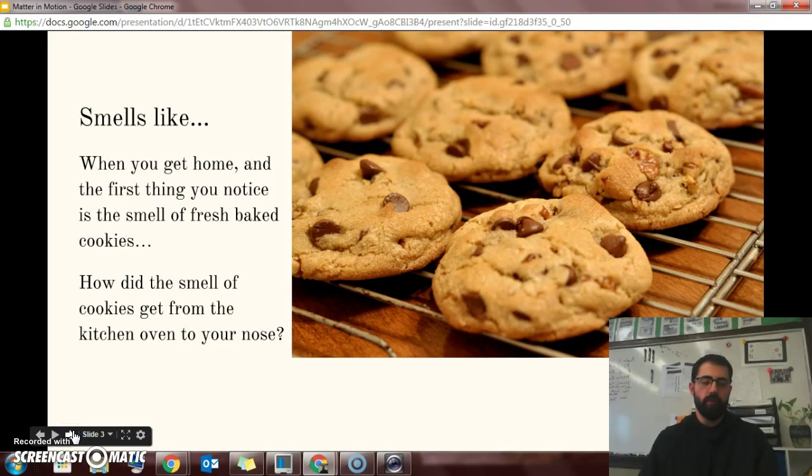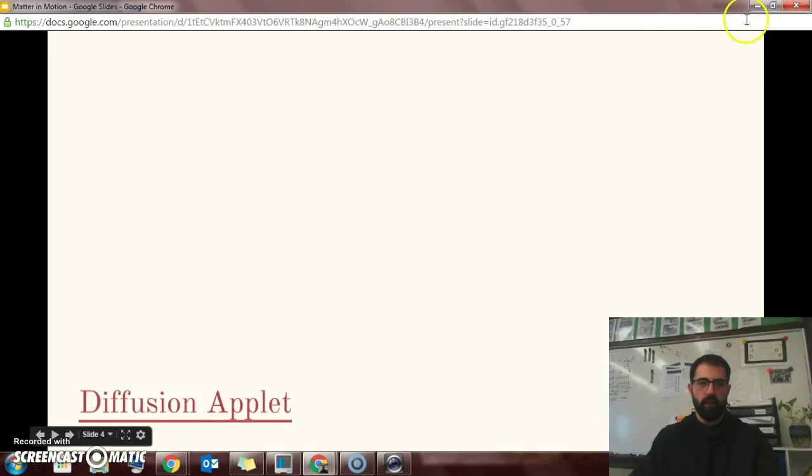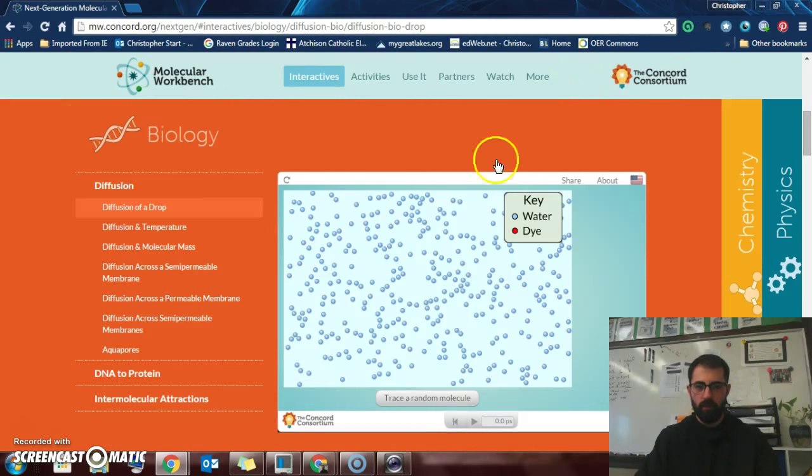All right, you know what diffusion is. You smell it whenever someone's baking at home, or when the kitchen's making some cinnamon rolls, we can smell it all morning. So you get home, the first thing you notice on the door is something smells delicious. How did the smell of the cookies cooling on the rack get from the kitchen to the front door? This is what we mean by diffusion.